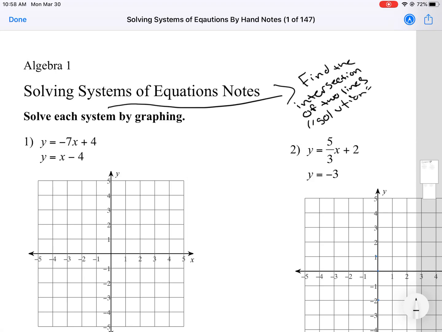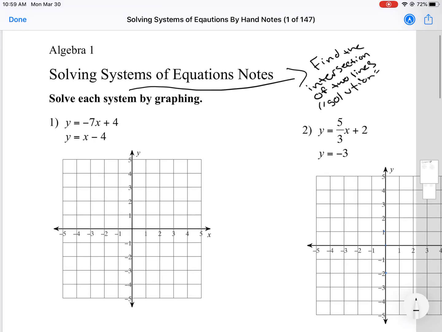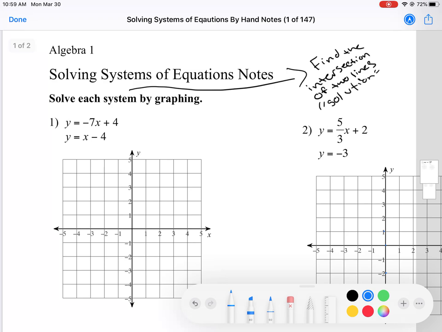So that's why I had you guys do a review work on Monday with graphing linear equations, because that's what we're doing here. And obviously, I'm not going to have you guys hand graph them. I'm going to give you multiple choice questions of them already graphed. But that's what this section is right now. Graphing system of equations by hand.